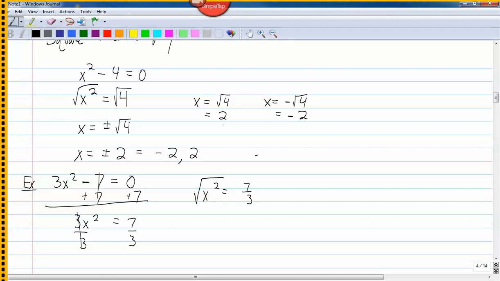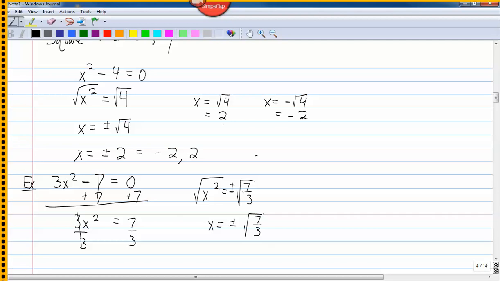So now take the square root of both sides, and when you do that you put a plus or minus in front. So x equals plus or minus the square root of 7/3. So that means a positive square root of 7/3 and a negative square root of 7/3. Now I won't lie to you, this isn't the best way to leave your answer. And if this was a homework problem, I doubt that it would take this answer.